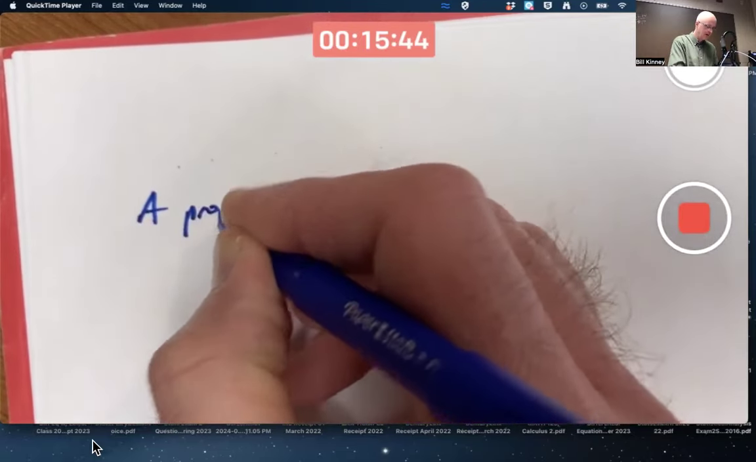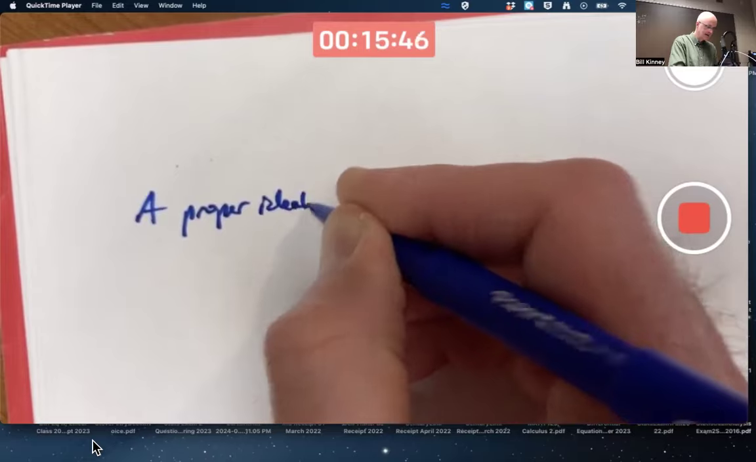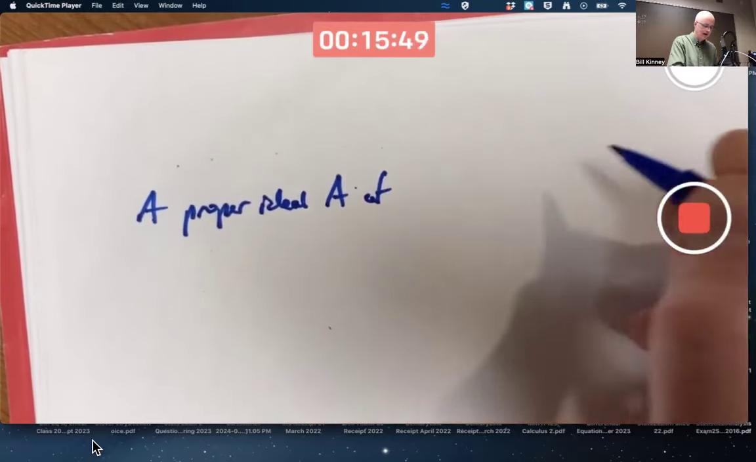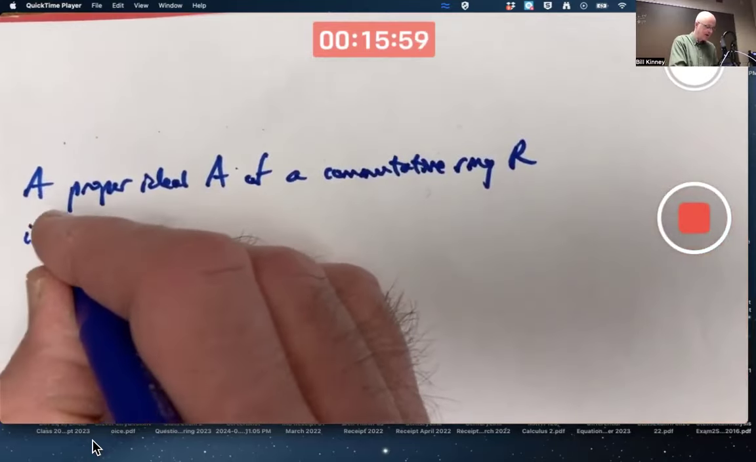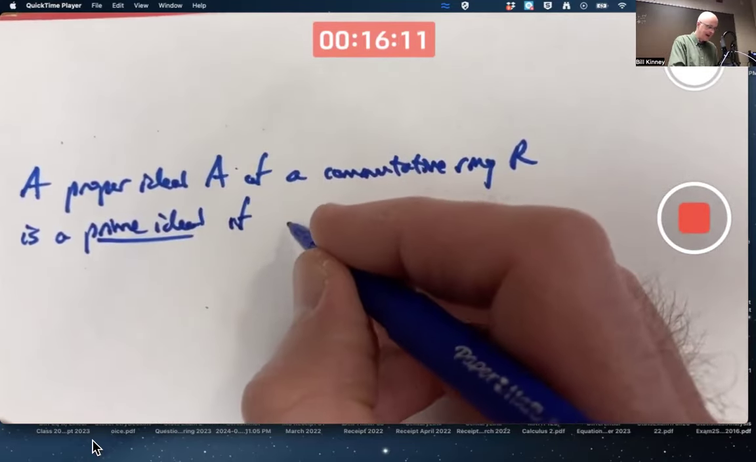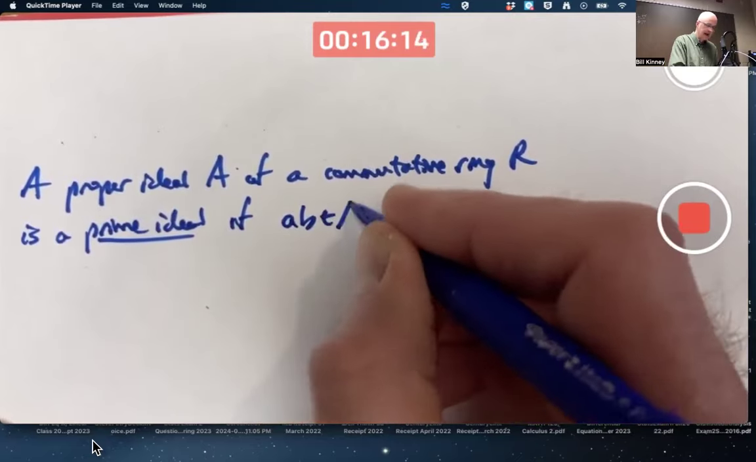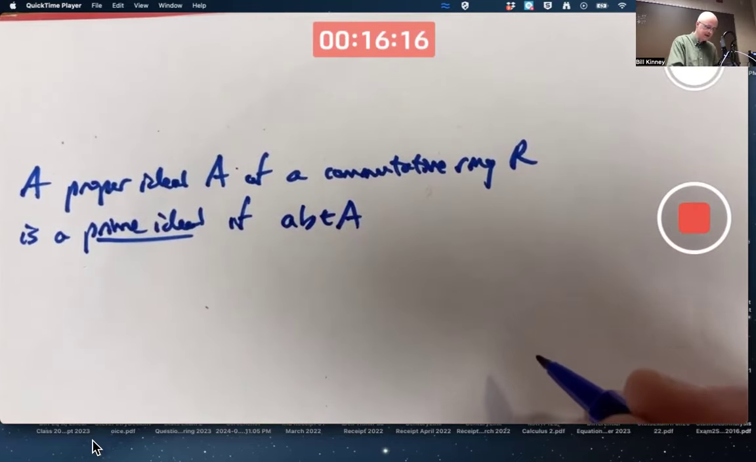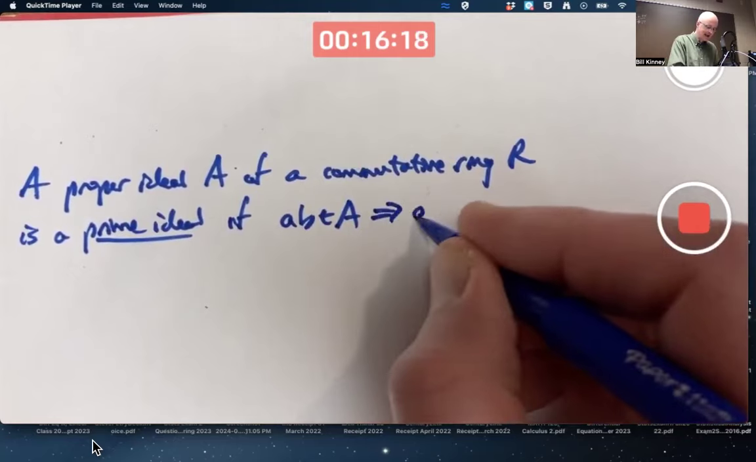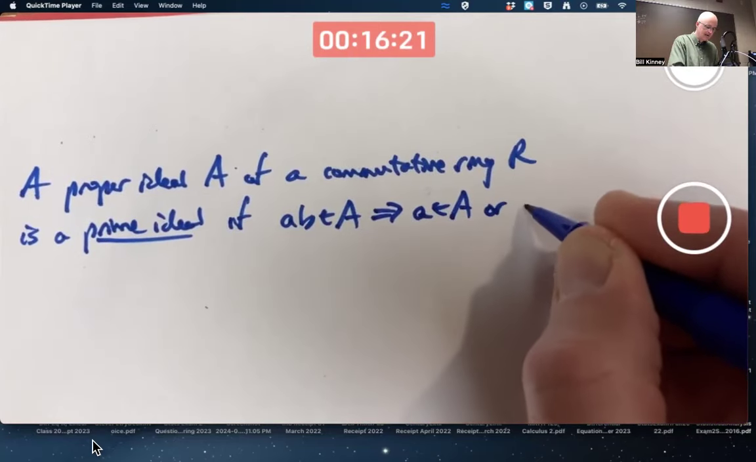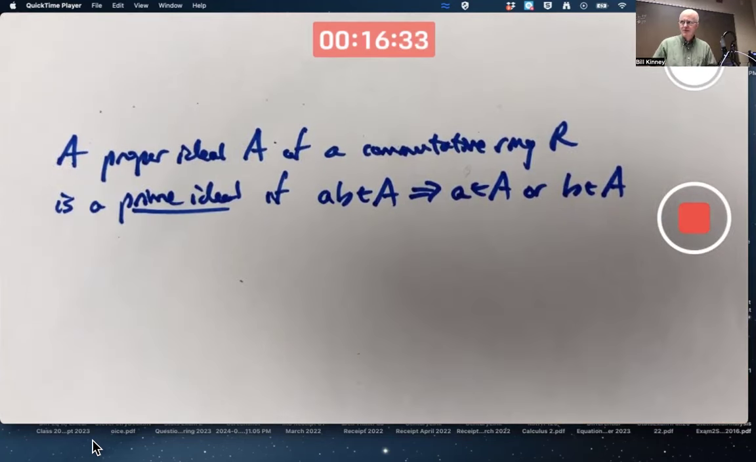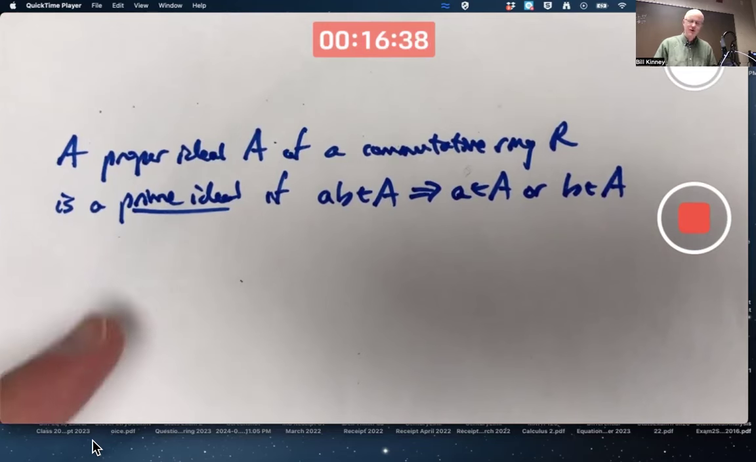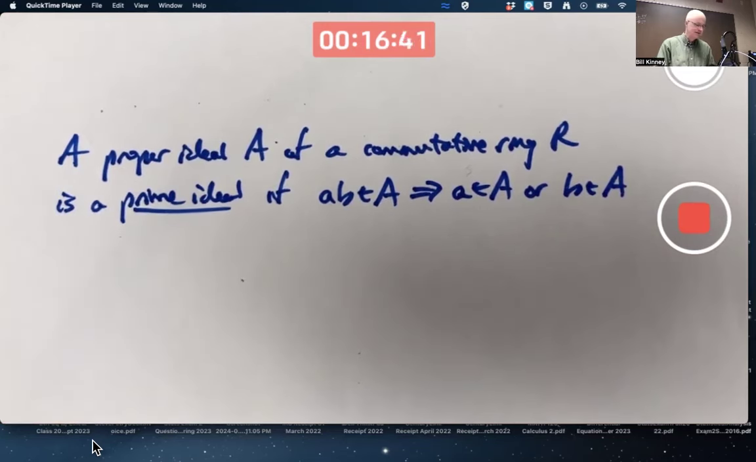A proper ideal A of a commutative ring R is a prime ideal if A times B being in A, where A and B are ring elements, implies A is in A or B is in A. Let's think about this with examples, and let's keep the example simple and maybe try to understand why it's called a prime ideal.